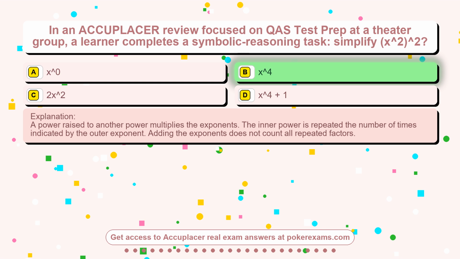A power raised to another power multiplies the exponents. The inner power is repeated the number of times indicated by the outer exponent. Adding the exponents does not count all repeated factors.